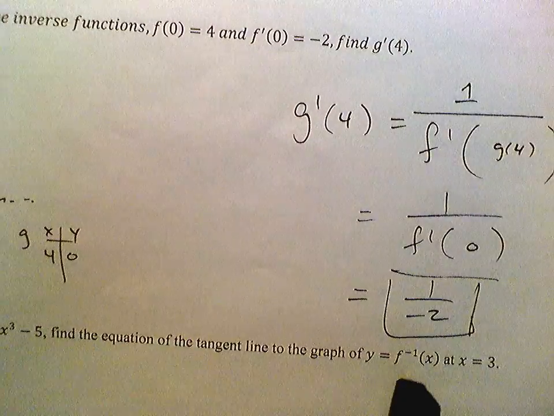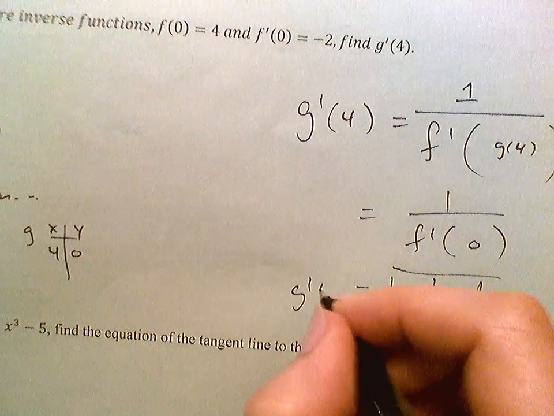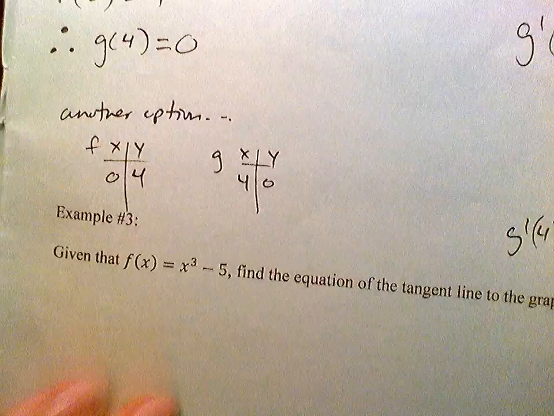Okay. So 1 over negative 2. So this is g prime of 4. Alrighty. Now let's do another one.